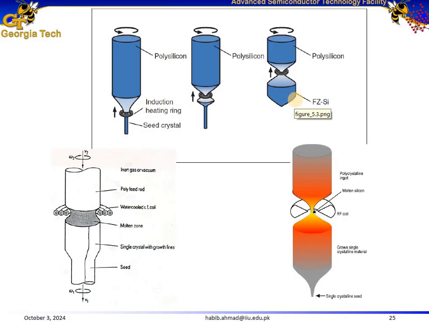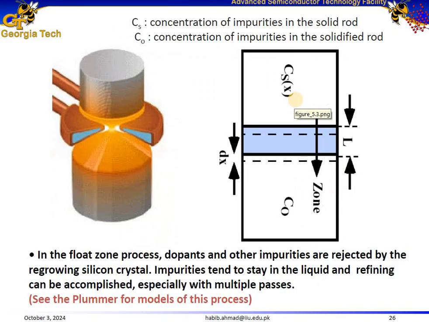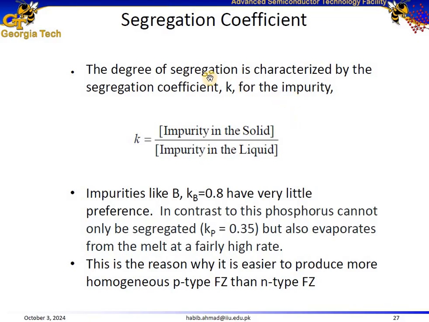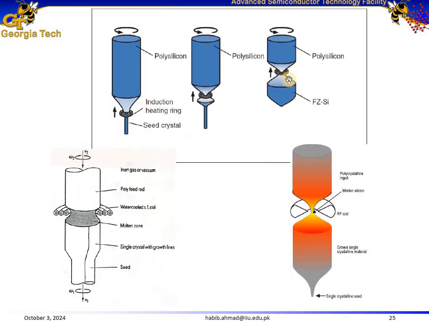And this tendency is quantified using the segregation coefficient, which is the ratio of impurity concentration in the solid to the impurity concentration in the liquid. For many impurities, as we already saw, the value of K, which is the segregation coefficient, is less than 1, meaning that most impurities concentrate in the liquid and effectively they are pushed along the molten zone. So with the passage of time, more and more concentrated impurities stay in the molten zone.